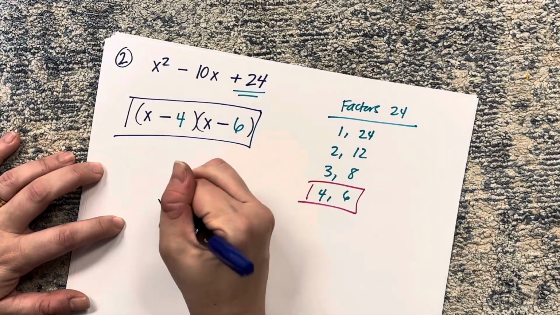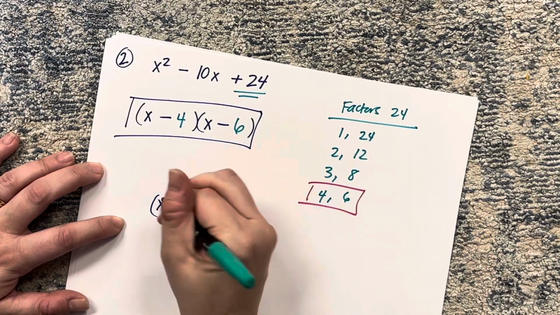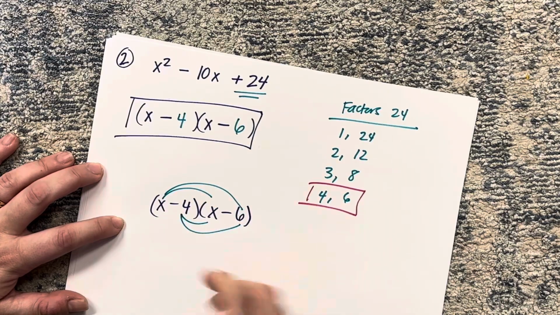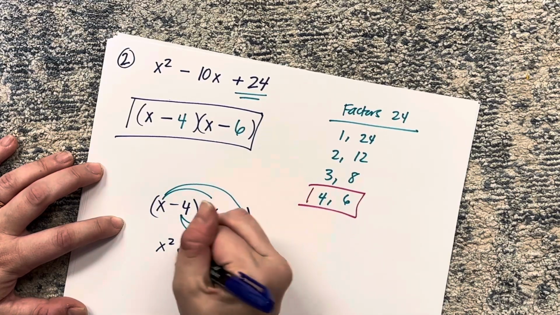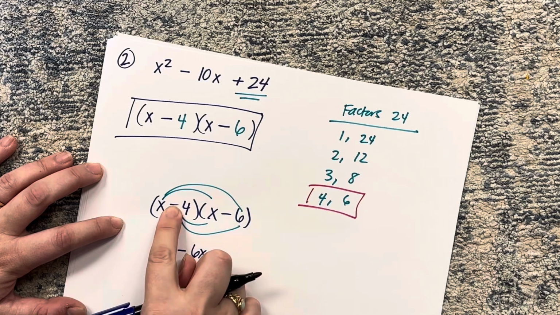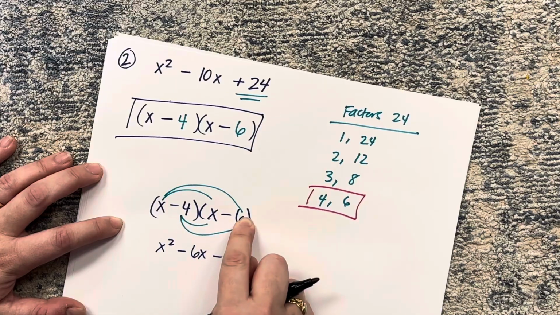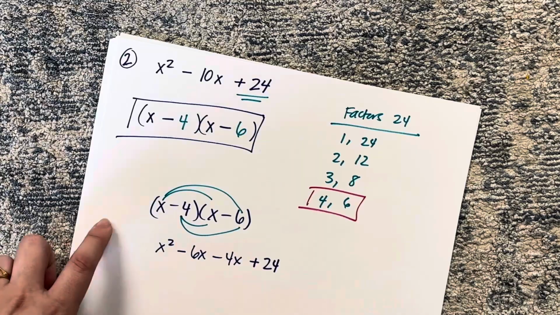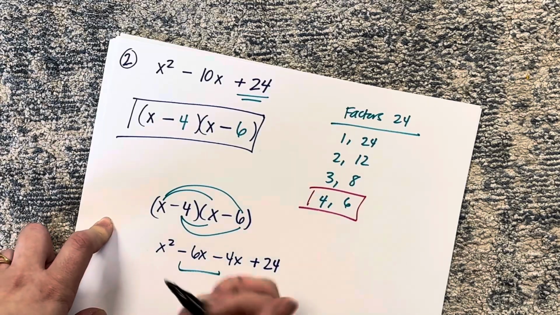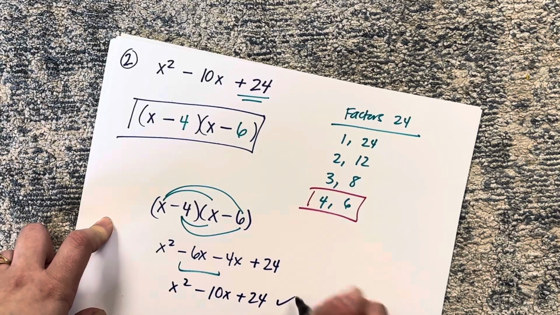Okay, and we can double check it. The quantity of x minus 4 times the quantity of x minus 6. And then we FOIL. First, outer, inner, last. X times x is x squared. X times negative 6, negative 6x. Negative 4 times x, minus 4x. Negative 4 times negative 6, a negative times a negative is a plus 24. Combine your like terms, and you get x squared minus 10x plus 24.